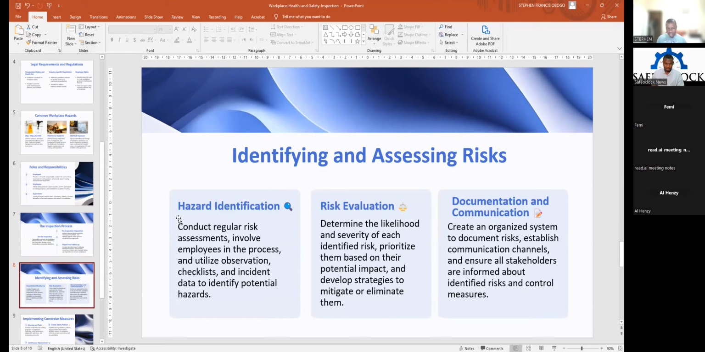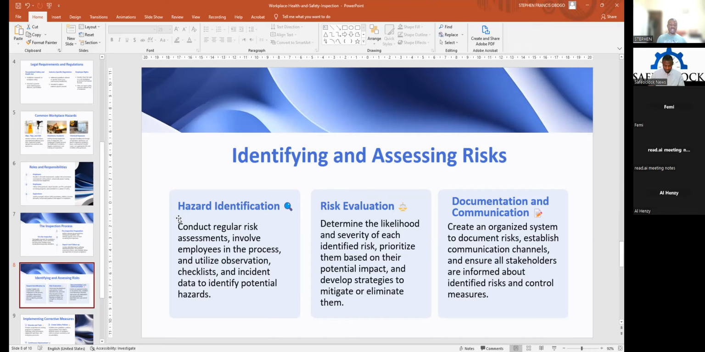We have to identify the hazard by conducting regular risk assessment; involving employees in the process is mandatory, and we utilize observation checklists and incident data to identify potential hazards. Yes, all these things are very important. You see that they repeat themselves somehow, but they are very important for us to identify hazards, because sometimes you might put a control, but that hazard might not be completely eradicated from the site. So you still need to use that as a reference point to check if those things are still available.